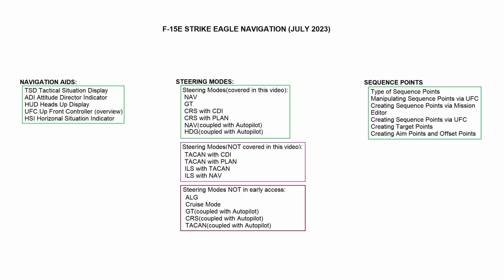Navigation can be split into three different areas. Navigation aids, these are elements of the cockpit we use to help with navigation. Steering modes, the different modes we can be in. And sequence points, three-dimensional points required for navigation.